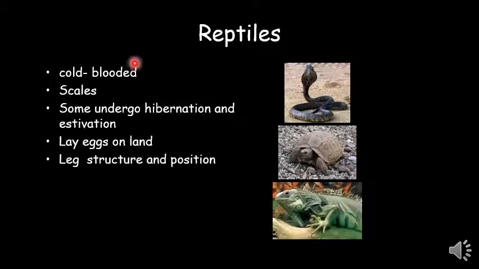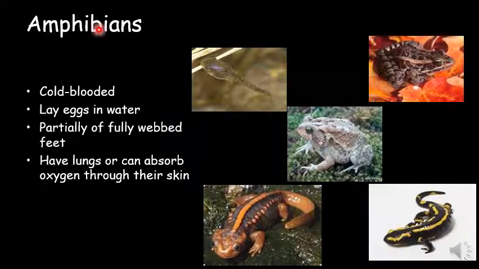And if you take reptiles, they are also cold-blooded animals, and they cannot maintain their temperature. So to avoid many extreme environmental conditions and also to protect themselves, they have very well developed scales, and different species have different scales, and many species will undergo hibernation and estivation. And they lay eggs on land, and the leg structure and position, if you look at it, perfectly enable the animal to survive in its environment. So these are some kinds of physiological adaptations.